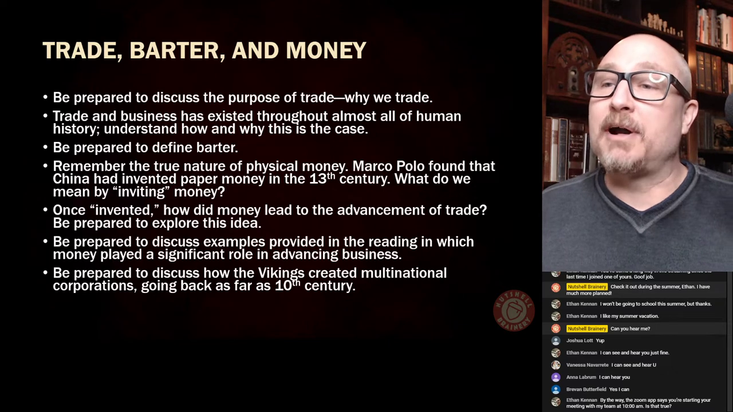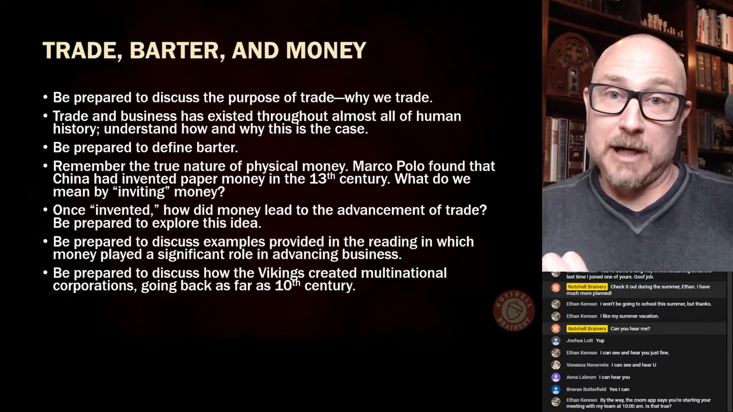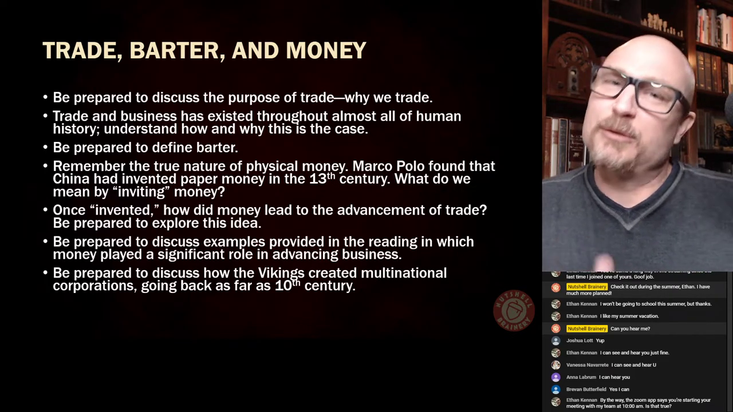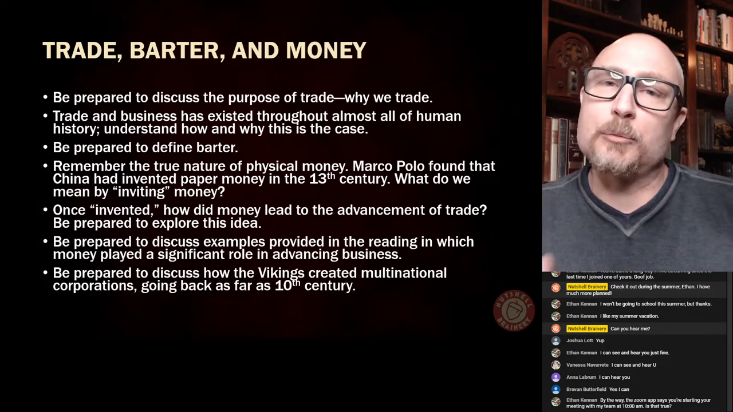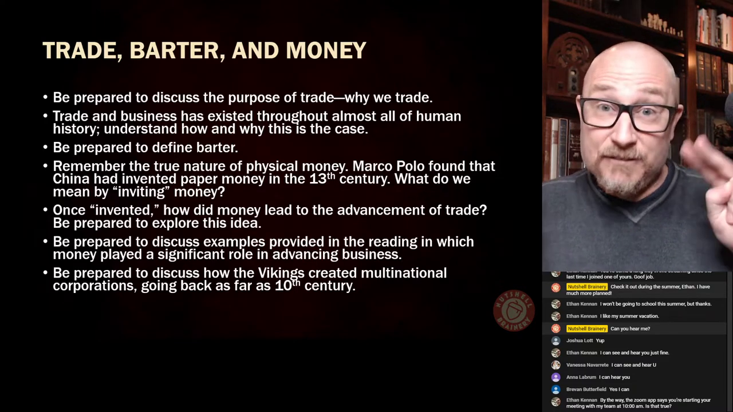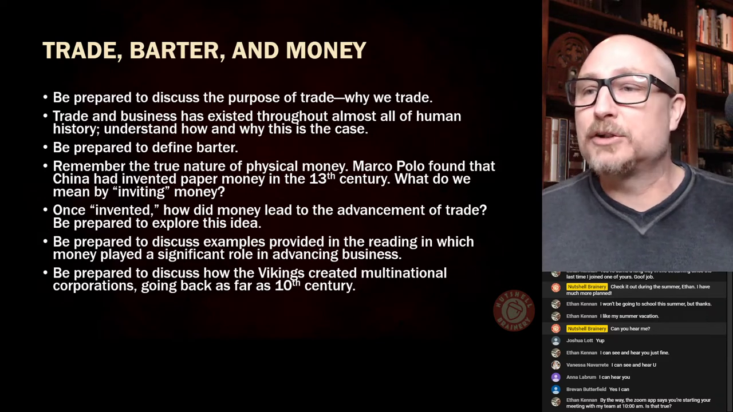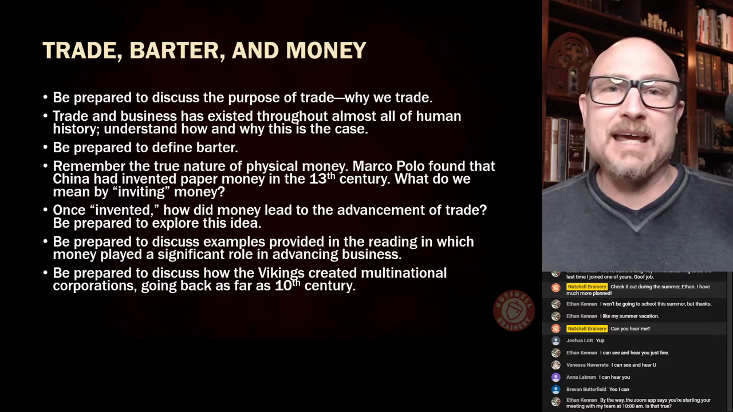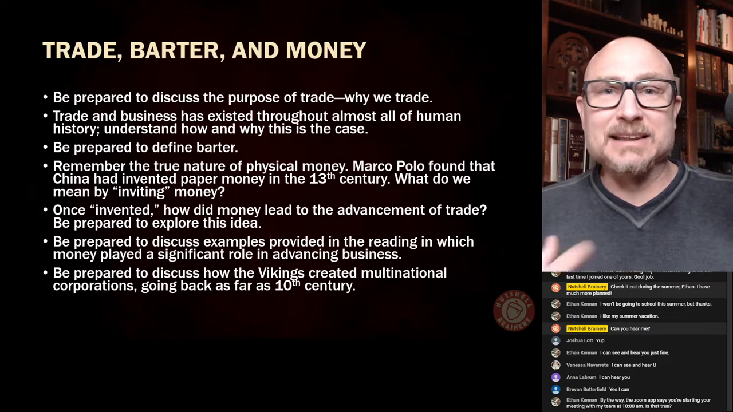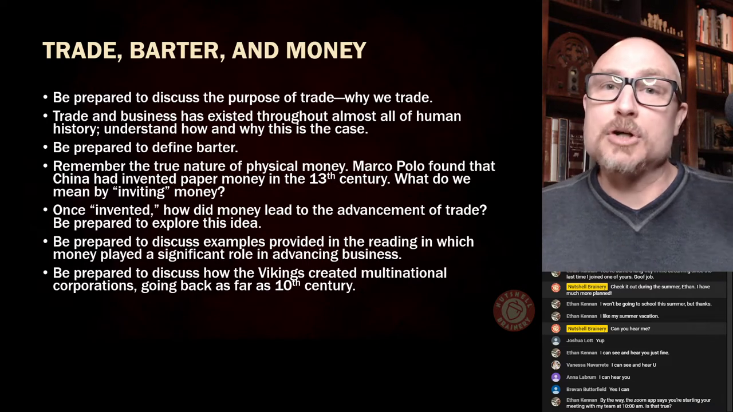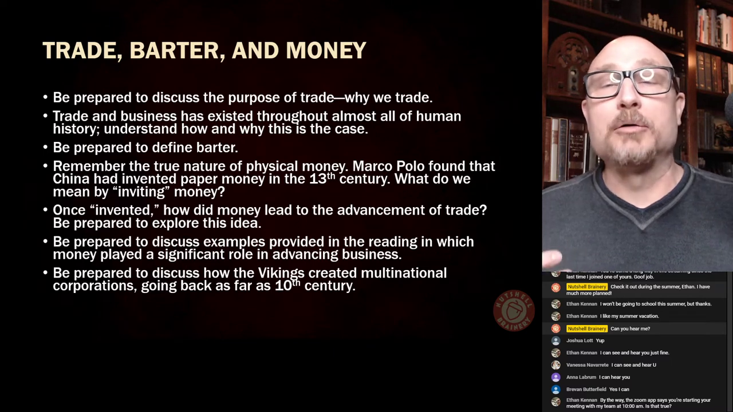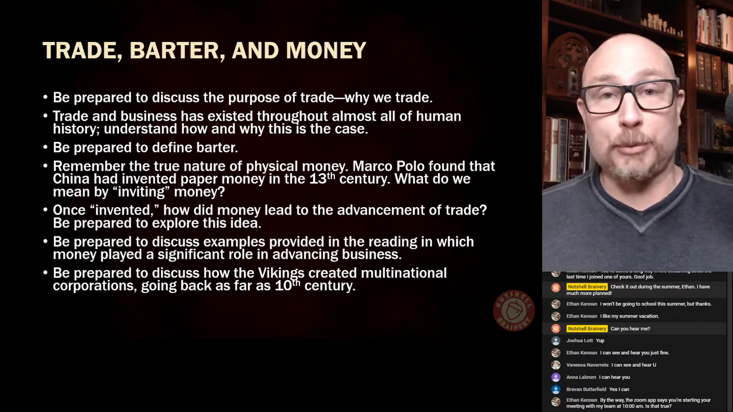Remember the true nature of physical money, all right? We talked about this. You know, Marco Polo, there was a small Marco Polo reading that we kind of glossed over a little bit. Marco Polo found that China had invented paper money back in the 13th century. What do we mean by inventing money? Now, remember, money is kind of a fiction. We talked about this a little bit in our last module when we talked about Jacob Needleman's approach to money.